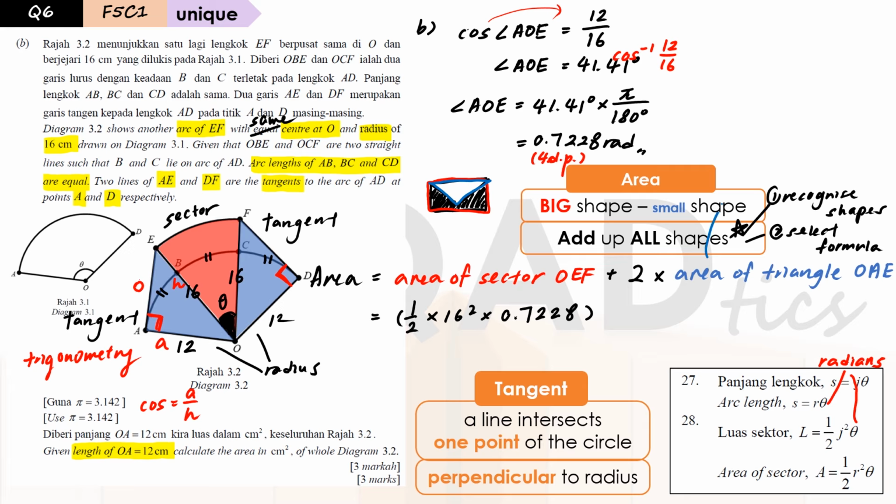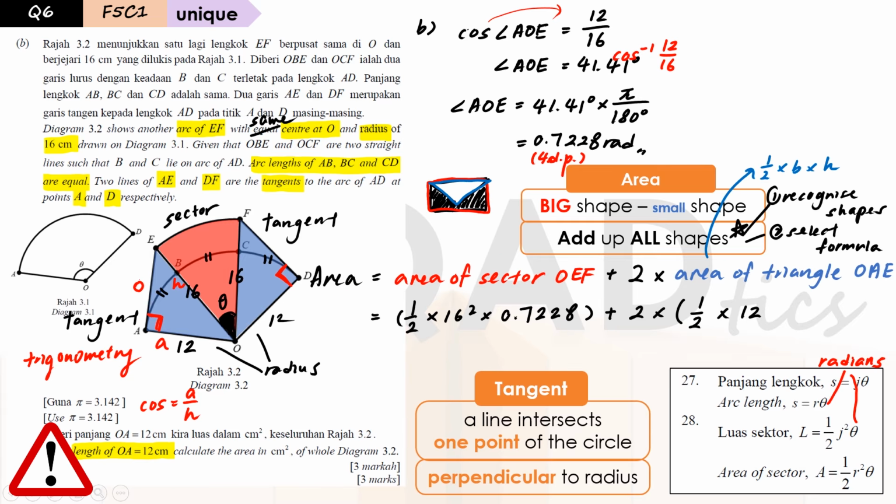formula would be the 1 over 2 times the base times the height formula. So here would be 2 times 1 over 2 times the base, which would be this line here, OA, and the length is already given, which is 12. And for the height here, which is line AE, it's not given here. But we do have the length of the other two lines in this right angle triangle.